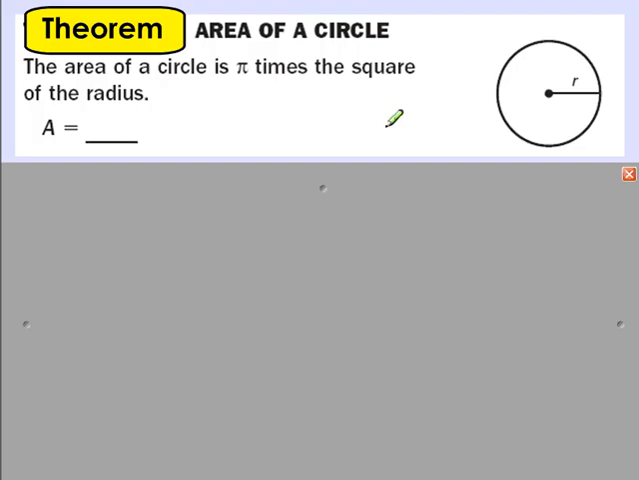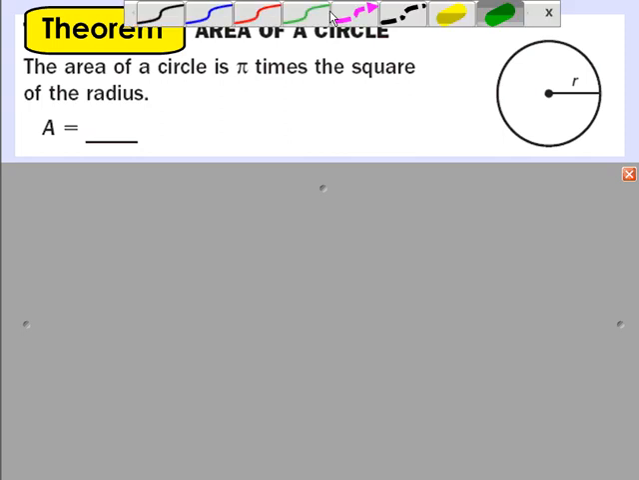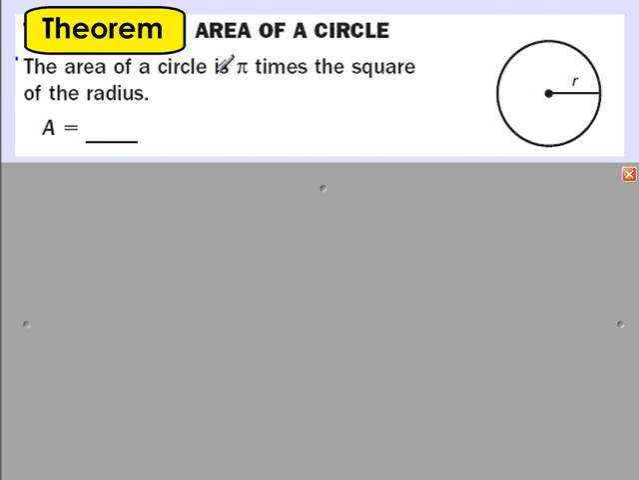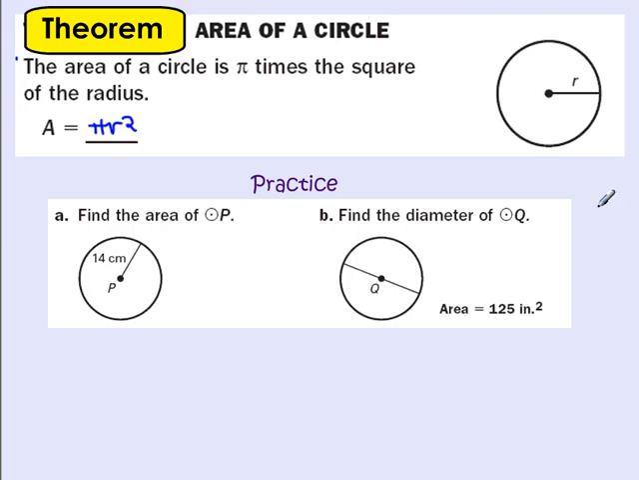Before we can find the area of a sector, we need to make sure we understand how to find the area of a circle. And this should be somewhat of a review from middle school. The area of a circle is pi times the square of the radius. So in other words, we usually think of this as area is equal to pi r squared. Let's take a look at a couple examples using this.